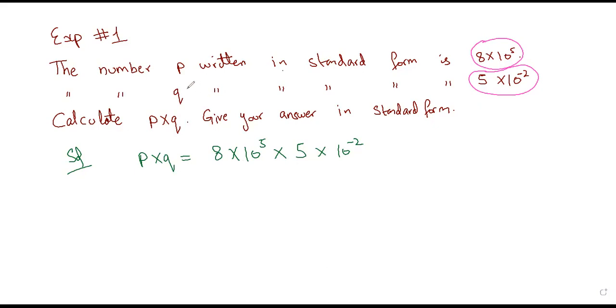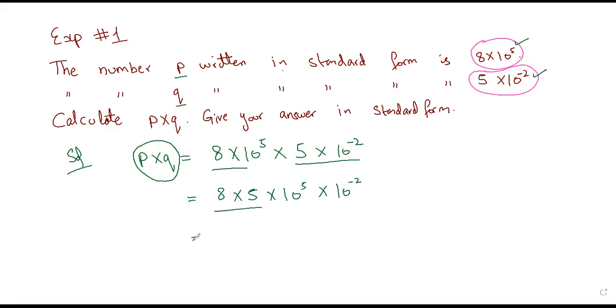Okay. So we have two numbers P and Q, and the two numbers are given in the standard form. And now the examiner wants you to find out the value of P cross Q, that is P multiplied by Q. So this is P, this is Q. We know that in multiplication, I can just rearrange them. I can write it this way as well. 8 multiplied by 5 multiplied by 10 power 5 multiplied by 10 power minus 2. 8 multiplied by 5 would give me 40. Okay, this part is clear.